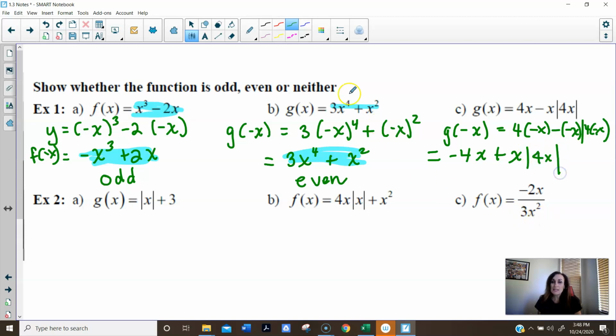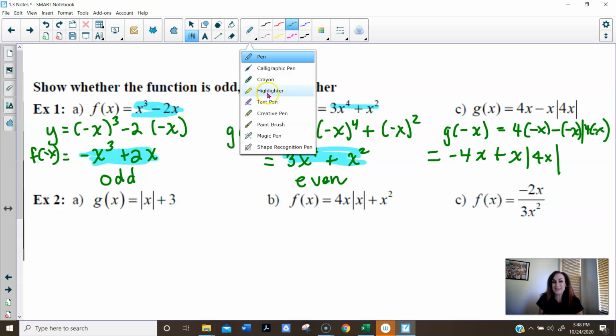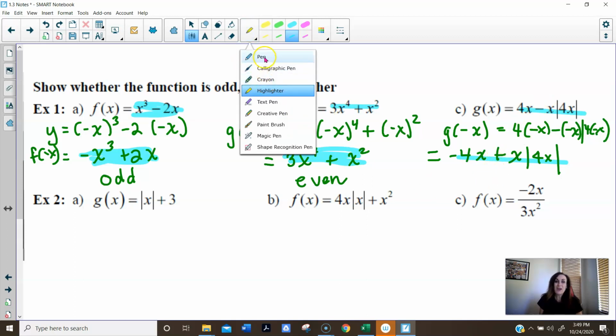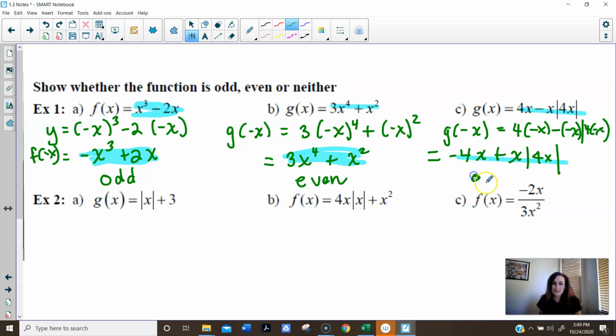And so now what we're going to do is compare this to the original. Here's the original, and here is my new one. This was positive, this is negative, this is negative, this is positive. And so our function has to be odd again. So this one is the same as example 1a, it's odd. All right, let's look at example 2.